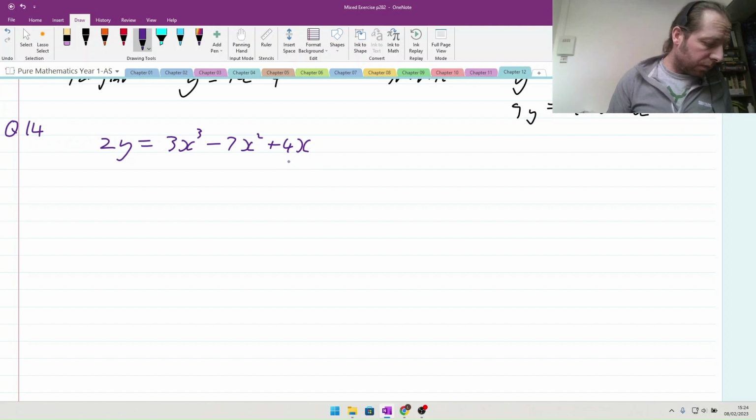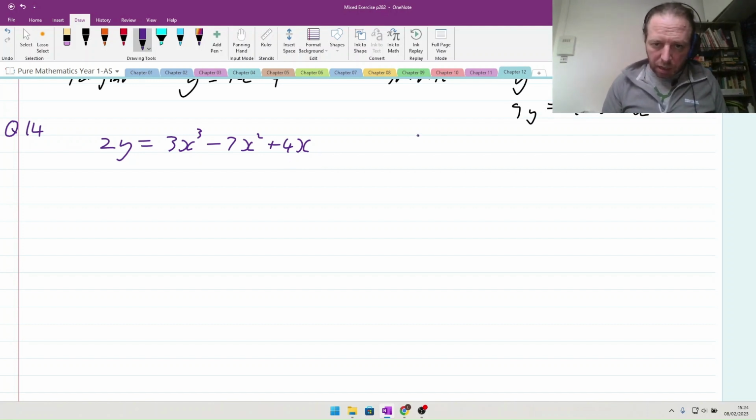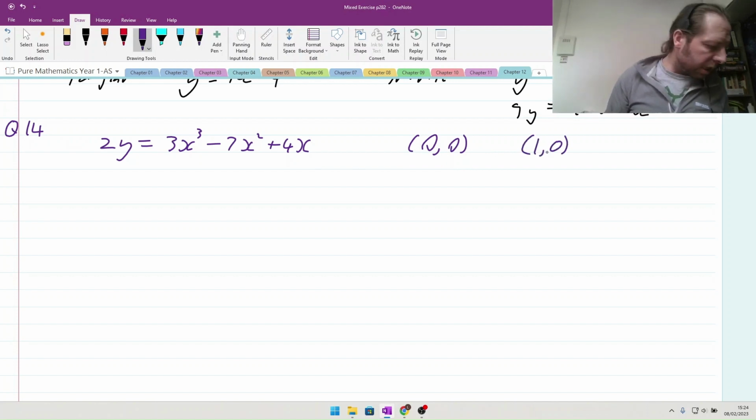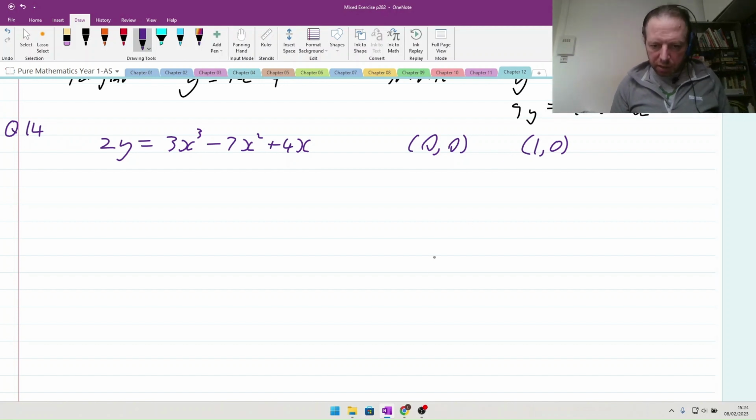Okay, so we have points (0, 0) and (1, 0). What they're saying is at this curve we have normals going through these points and they meet at a point N. It would be nice to get a visualization of this. Let's see if we can do that.